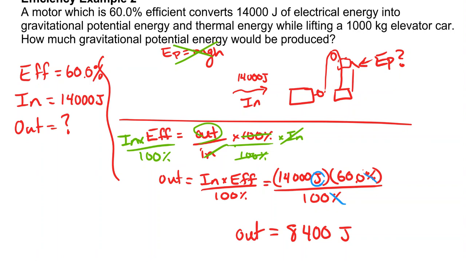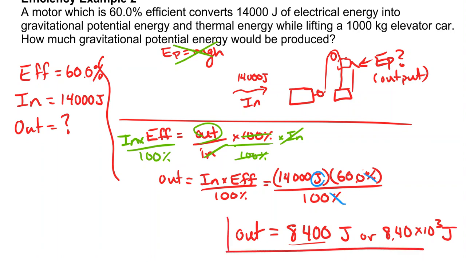So that means, remember, our output is our potential energy. So the box, or the thing we're lifting, will have 8,400 joules of potential energy at the end. And we could take into account significant digits, so 3 digits. So these are our 3 digits. So we could say 8.40 times 10 to the 3 joules. I'm fine with either of those.